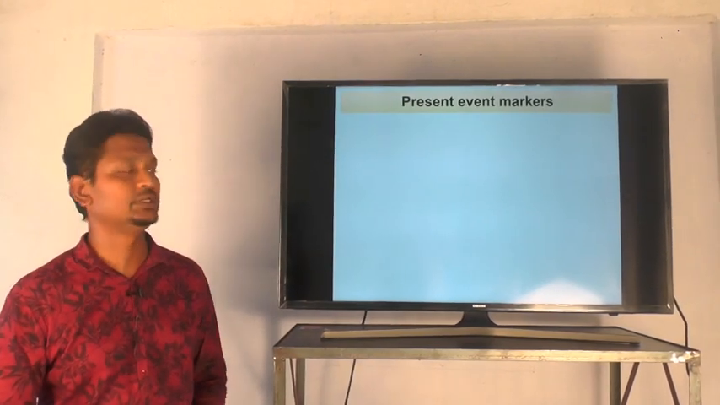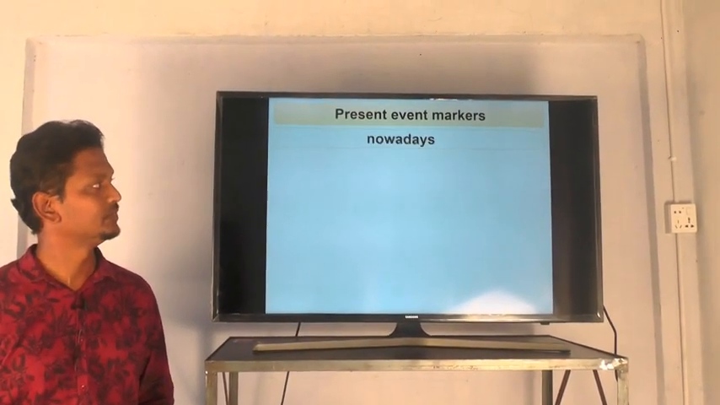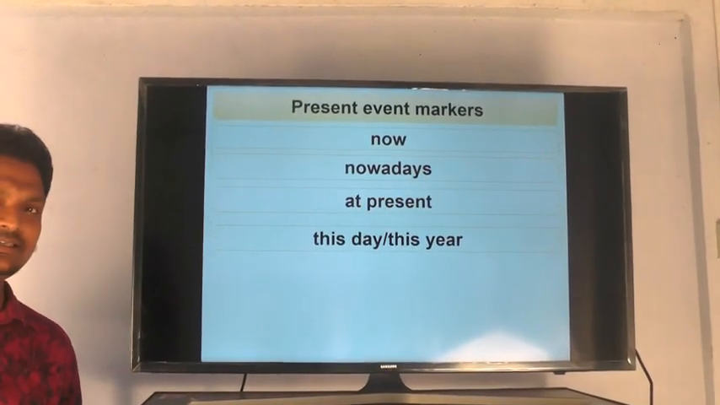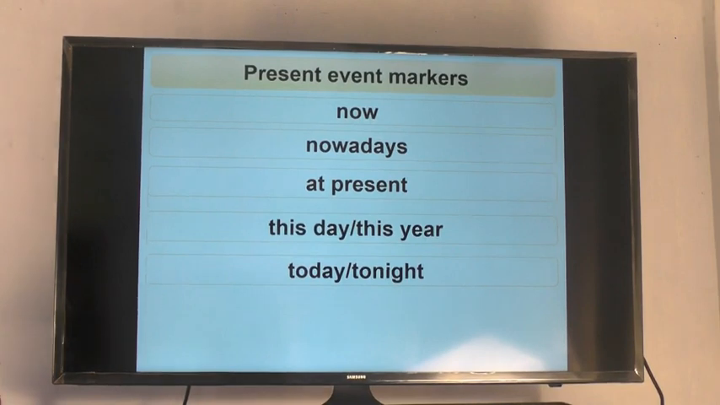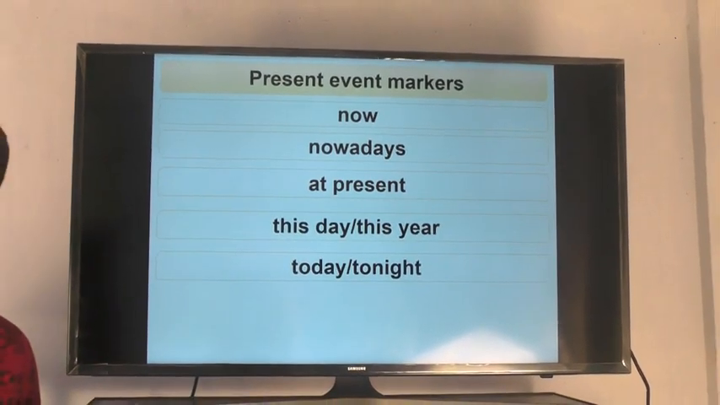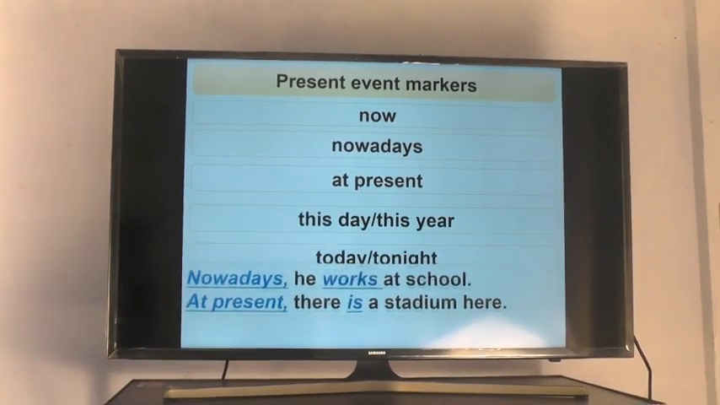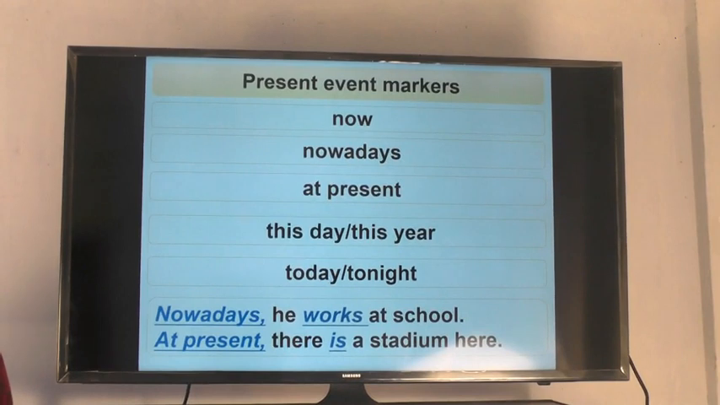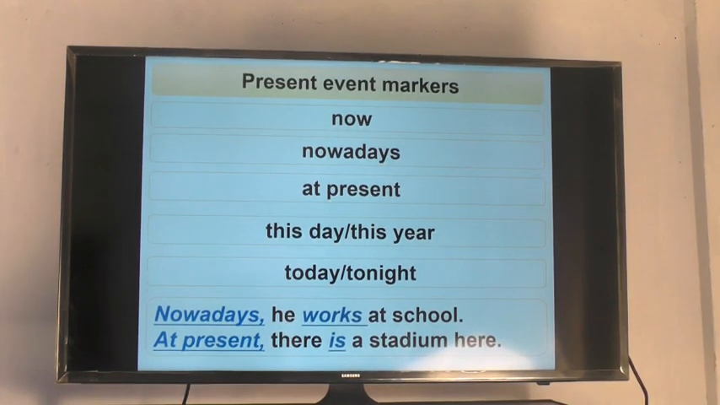Then dear students, we should know actually what are the present event markers. Now, nowadays, at present, this day or this year, today, tonight. If there is any of the present event markers in the sentence, we use the present form of the verb. For example, nowadays he works at school. At present there is a stadium here. Look, for nowadays we use here works, and works is a present form of verb, and we also use here is for at present.